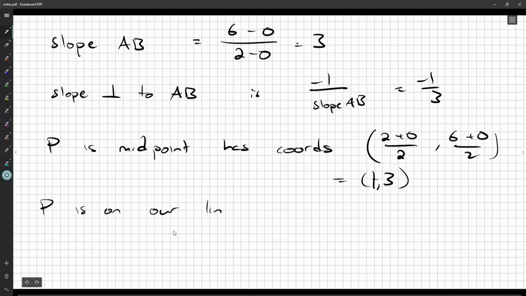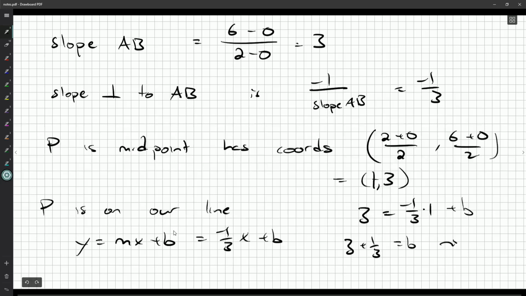P is on our new line. So we get y equals mx plus b, but this is -1/3 x plus b. And we know that y, 3, is equal to -1/3 times x, 1, plus b. So 3 plus 1/3 is equal to b. B is going to be 10/3. So what's our line? Y equals -1/3 x plus 10/3. Okay, so that's A part.